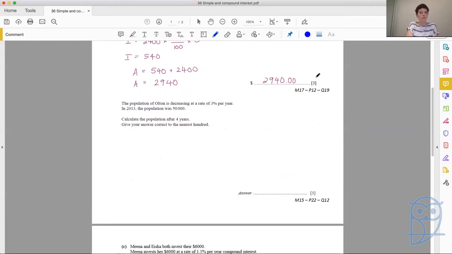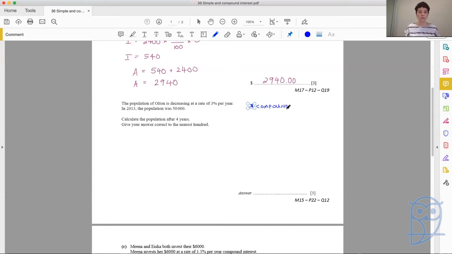So this looks rather similar to things that we've been doing with interest. And what's wonderful is those formulas that we use for simple and compound interest, we can actually apply to other situations. So the population is decreasing at a rate of 3% per year. So at the end of year 1, 3%. At the end of year 2, 3% of that. So this here is a compound interest question.